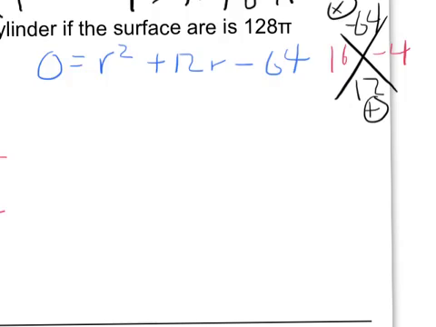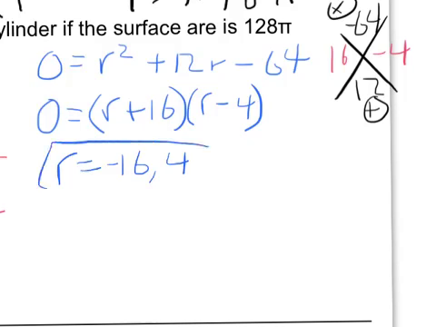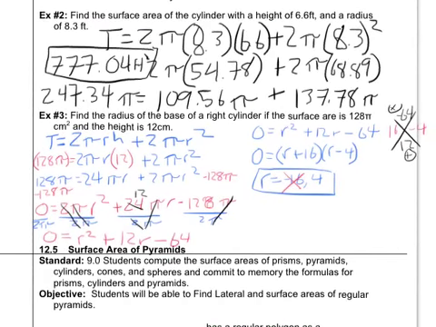So that means we can rewrite this equation as r plus 16 times r minus 4. And that means the 2 numbers we could plug into this equation that would make the whole thing 0 is when r equals negative 16 and when r equals positive 4. Now the problem with this is we're solving for the radius of a cylinder, and can the radius of a cylinder be negative? Well, it cannot. We can't have a negative distance, therefore the radius is just 4 is the final answer. There you go. See you guys on the 12.5 video.